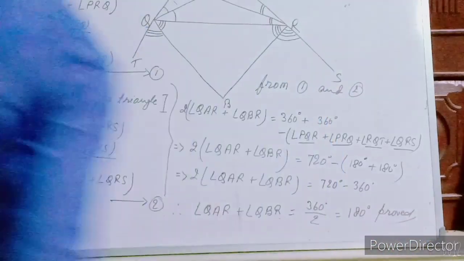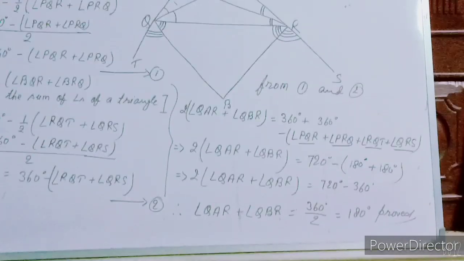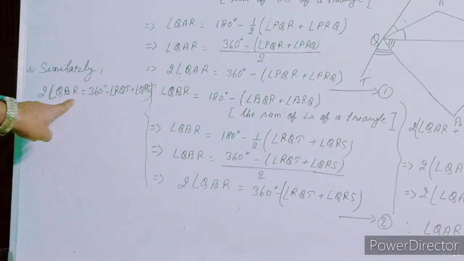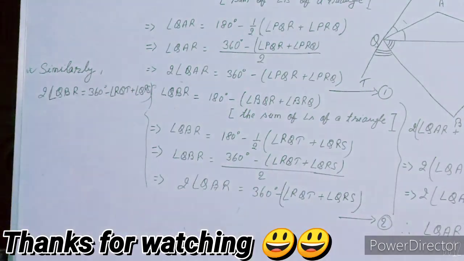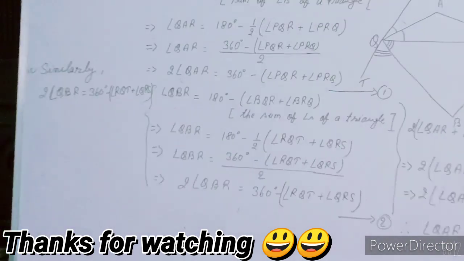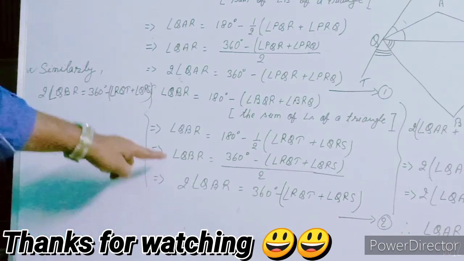So again I want to repeat, if you want to avoid this many steps, after it you can write this step only. Similarly, twice of angle QBR equal to 360 minus, inside the bracket, angle RQT plus angle QRS. For your clarification, I wrote these many steps. You can understand in better way.